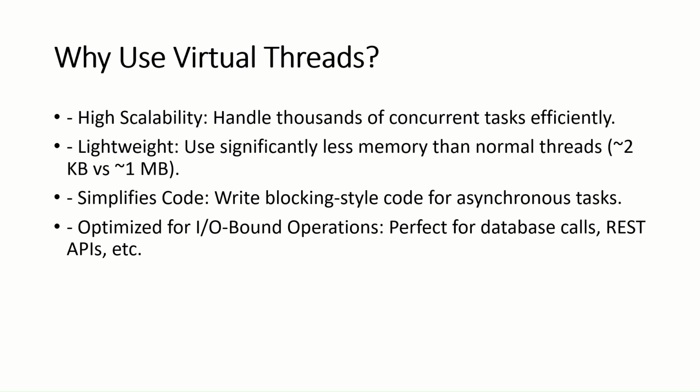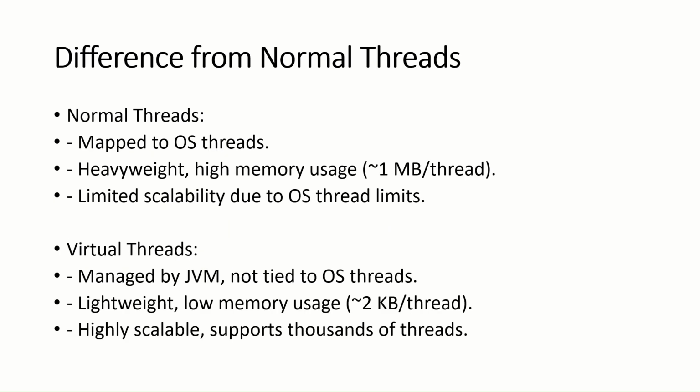Virtual threads simplify the code. You write blocking style code for asynchronous tasks. So if you have an asynchronous task, it will manage it very efficiently. The virtual threads are optimized for IO bound operations, perfect for database calls and REST APIs. So these are the benefits of using virtual threads. So this is the scenario, and this is why one should use the virtual thread. There are so many things that virtual threads do, but these are the main things that we can focus on. Now go to the next slide.